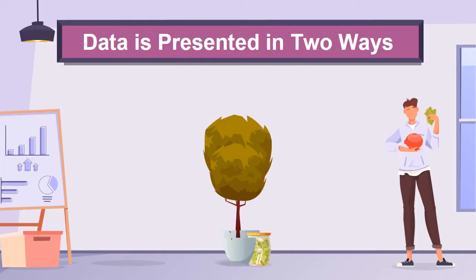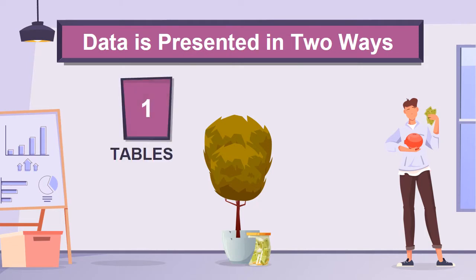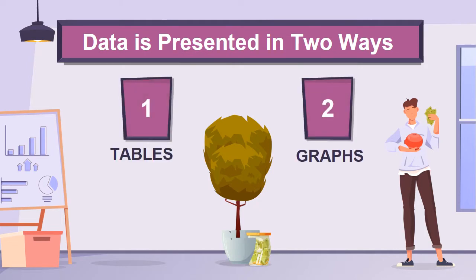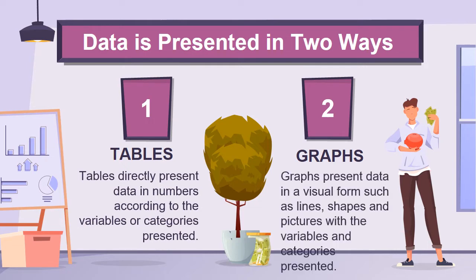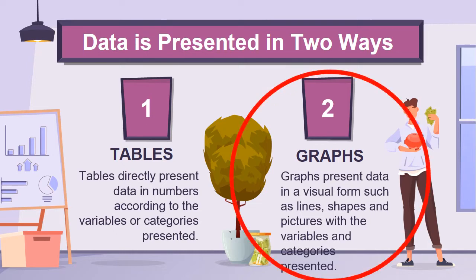Let us review. Data is presented in two ways: 1. By tables, and 2. By graphs. As discussed in the previous video, tables directly present data in numbers according to the variables or categories presented, while graphs present data in a visual form such as lines, shapes, and pictures with the variables and categories presented. Pictographs belong in such way of presenting data.